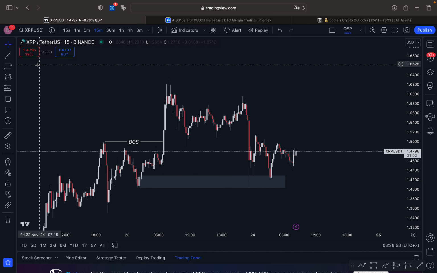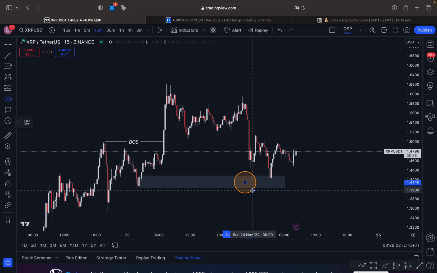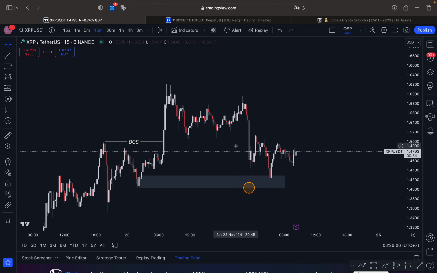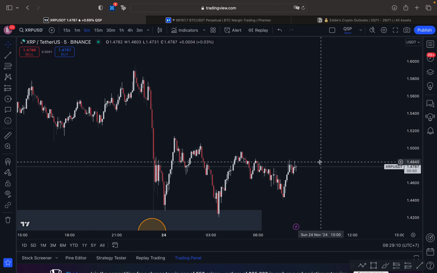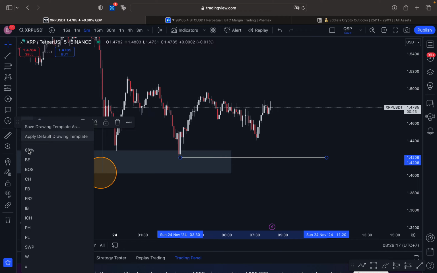Did a reaction, which we can see here. So I'm gonna mark that out as well. That's the reaction, the rejection, and then we're gonna drop down to 5 minutes. What do I want to see? I want to see this area get swept. That's the confirmation I'm waiting for.